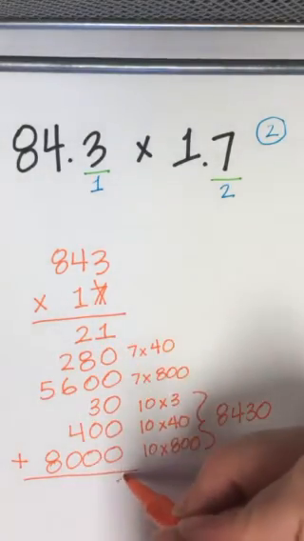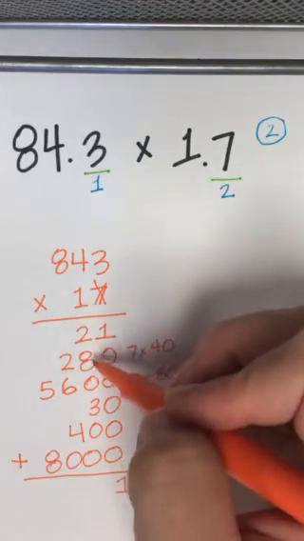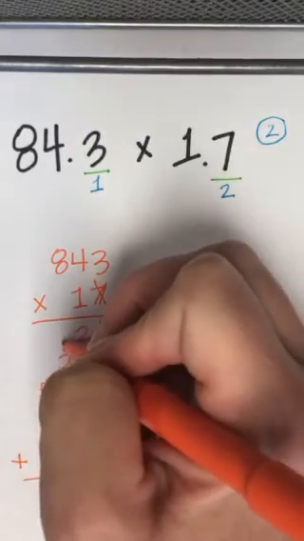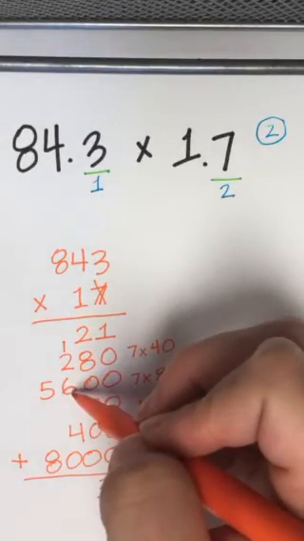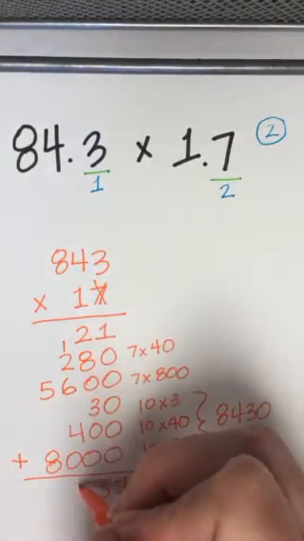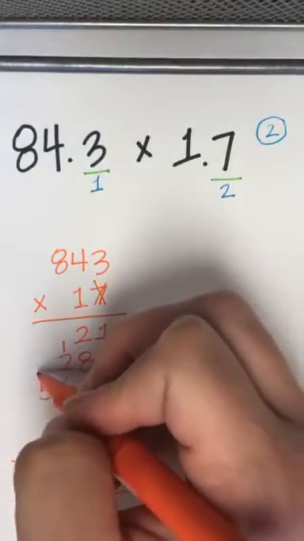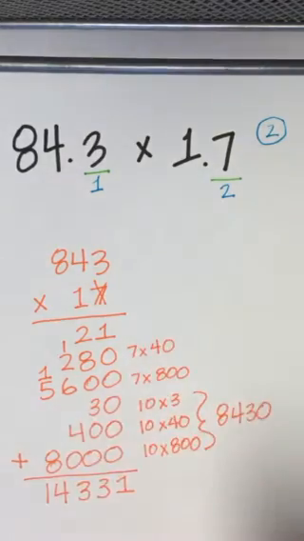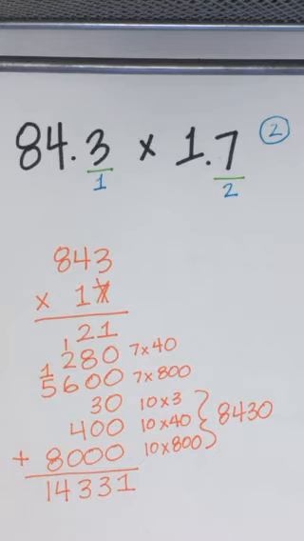So when you add up, you get 1. 2 and 8 make 10, plus 3 make 13, so I carry a 1. 3 and 6 make 9, plus 4 make another 13, so I carry a 1. And 6 and 8 make 14. So here's the problem. Do not put commas in your answer because this is not 14,331.